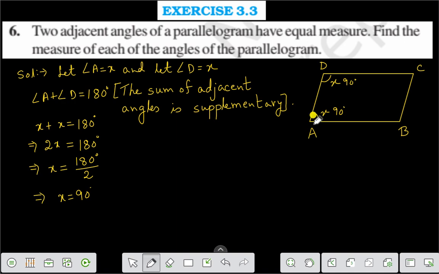Now you see that angle A is equal to angle C because they are opposite angles. In a parallelogram opposite angles are the same, therefore it is also 90 degrees. And here also angle D is equal to angle B because opposite angles are equal, therefore it is also 90 degrees.